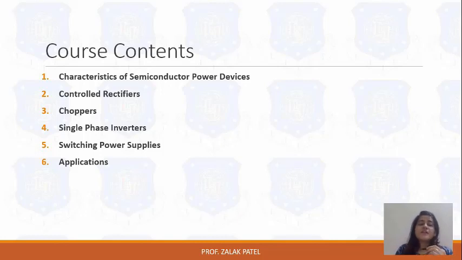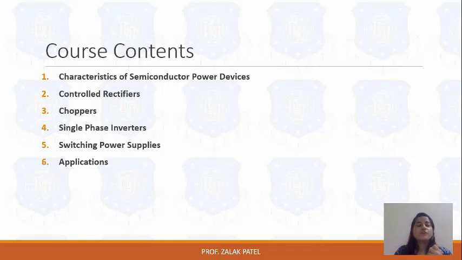it. In the second unit, it is based on the controlled rectifiers, in which we will see the difference between the controlled and uncontrolled rectifier, its purpose and several examples related to it. The third unit is related to choppers, that is one type of DC to DC converter. We will see about DC to DC converter, as well as we will see the application of it.